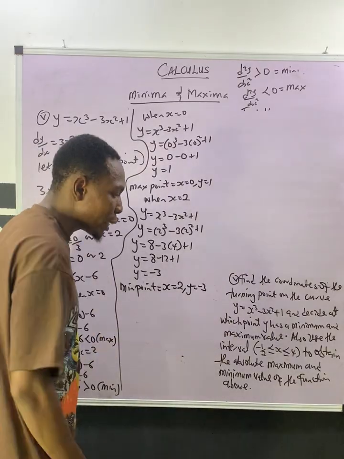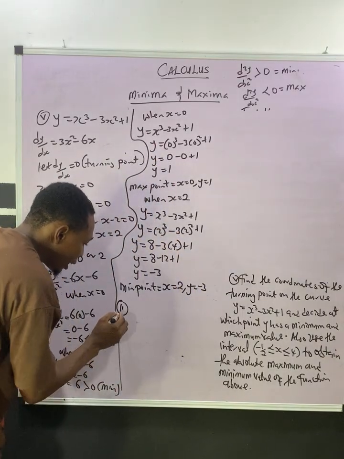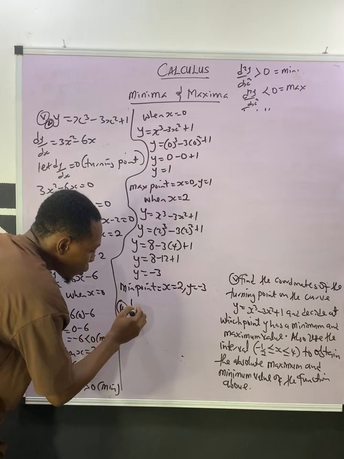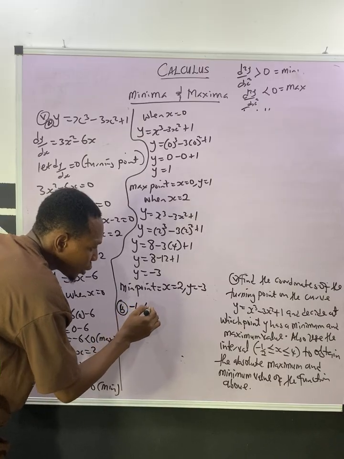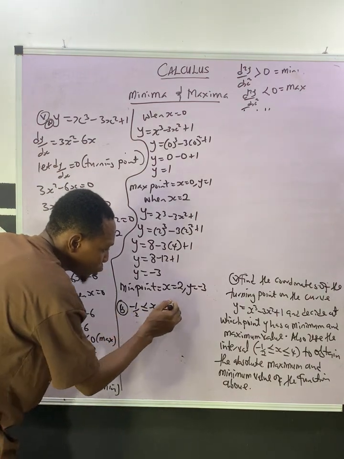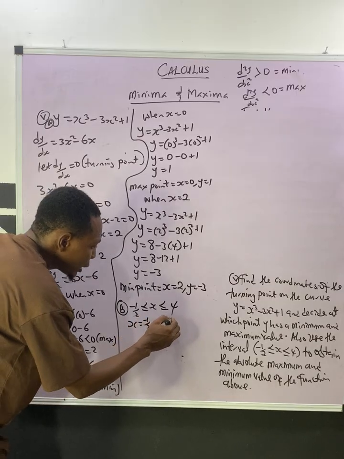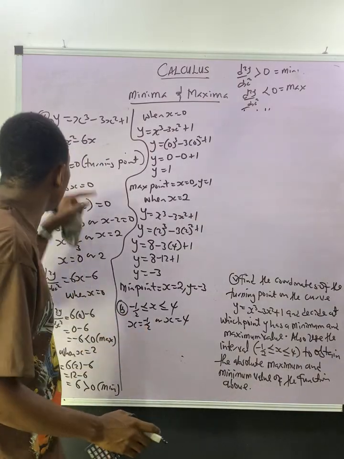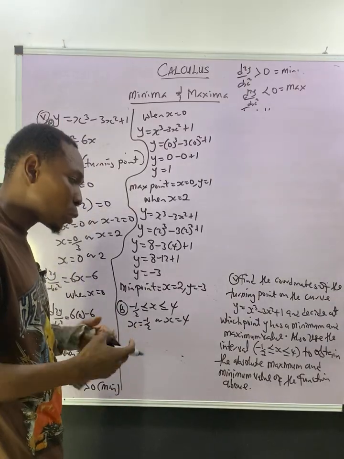So for the B part of the question, we are giving the interval. The interval we are giving is minus 1 over 2 less than or equal to s, less than or equal to 4. It means that our s is equals to minus 1 over 2, or s is equals to 4. Now to get the absolute value is very easy, by substituting these values into your y.